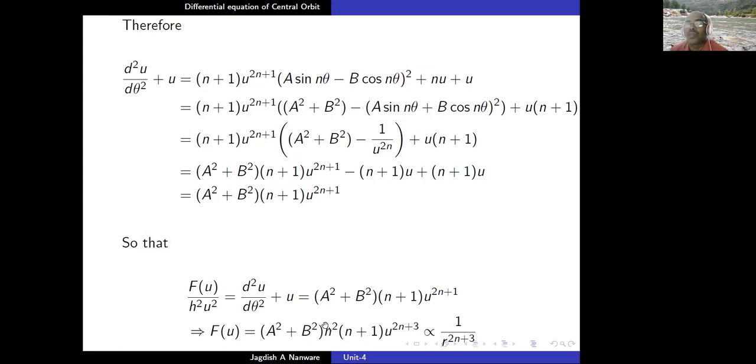I will not go into the details of the calculation of this example. And see that here f of u is proportional to 1 upon the 2n plus third power of r, right? So in this way, we can find the law of central force for a given curve.